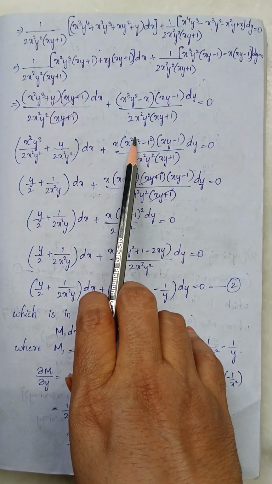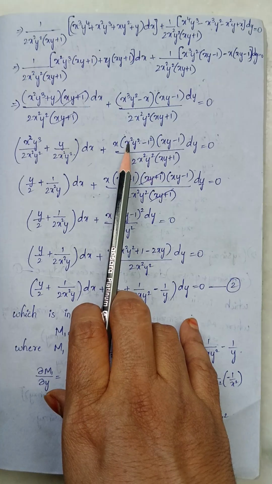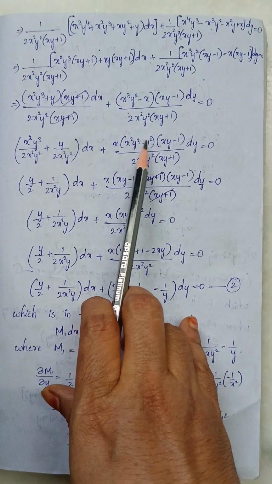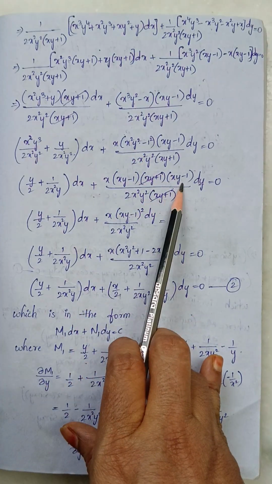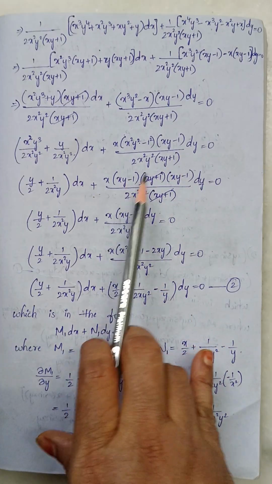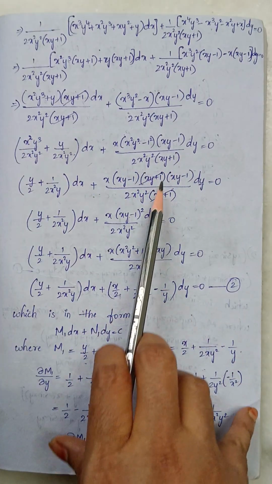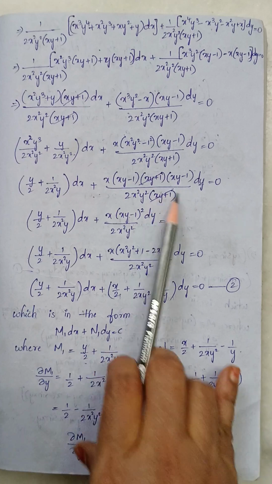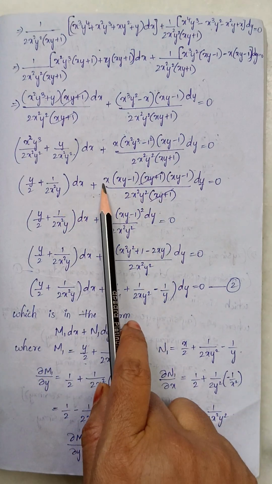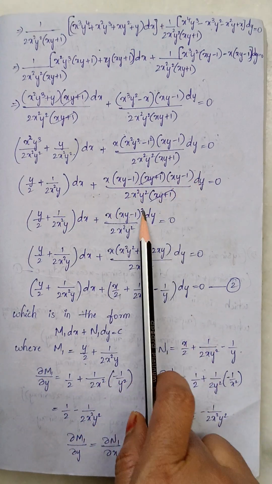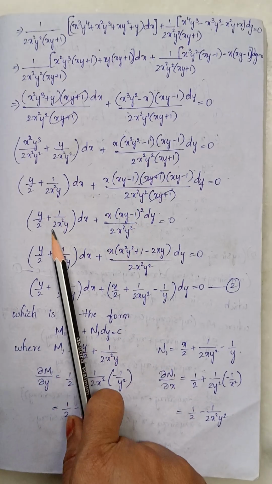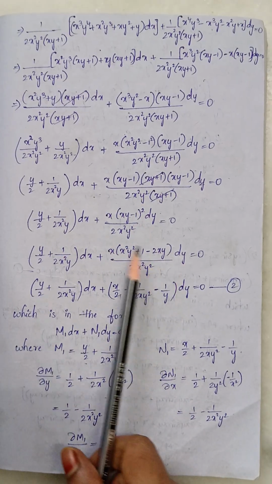Here see here, a square minus b square means we can write it as a plus b into a minus b, that is xy plus 1 into xy minus 1 here, and take this xy minus 1 as it is divided by the same denominator, and xy plus 1 gets cancelled. Then after simplification you are getting x into xy minus 1 whole square by the denominator. Take this term as it is. Now it will become what?